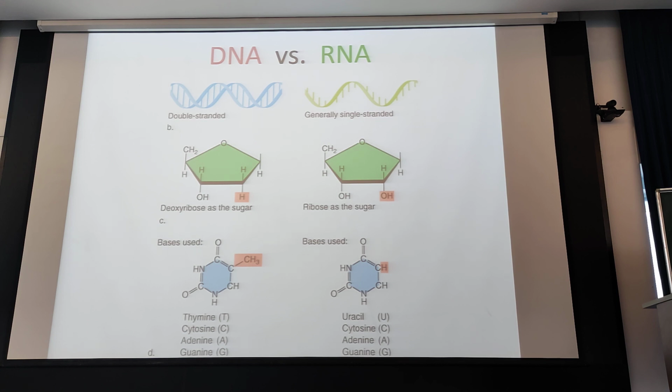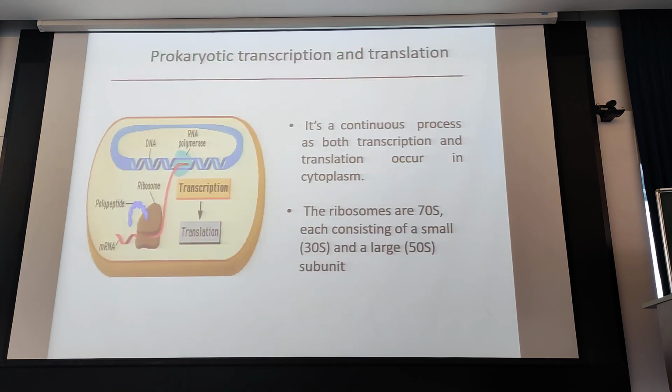So in the clip, they showed typical transcription and translation in the eukaryotic cell. However, the process in the prokaryotic cell is a little bit different, because in a prokaryotic cell we only have the nucleoid region. Okay? We don't have a nuclear membrane to separate the nucleoid region and the cytoplasm.